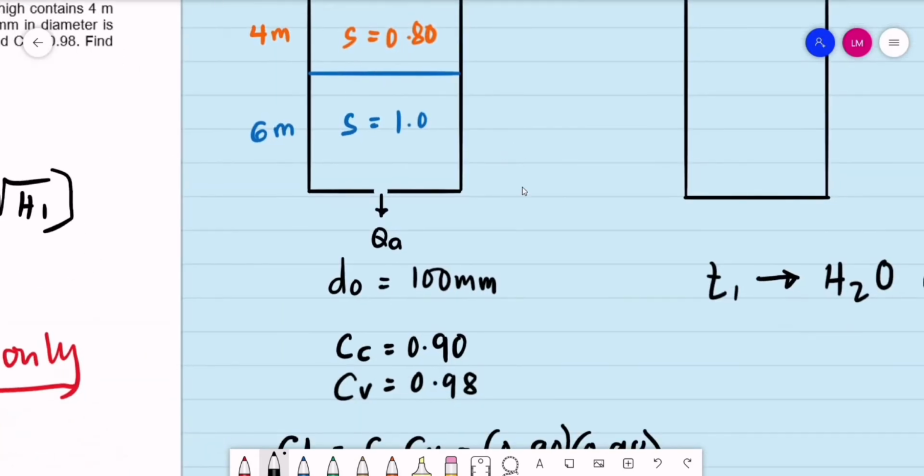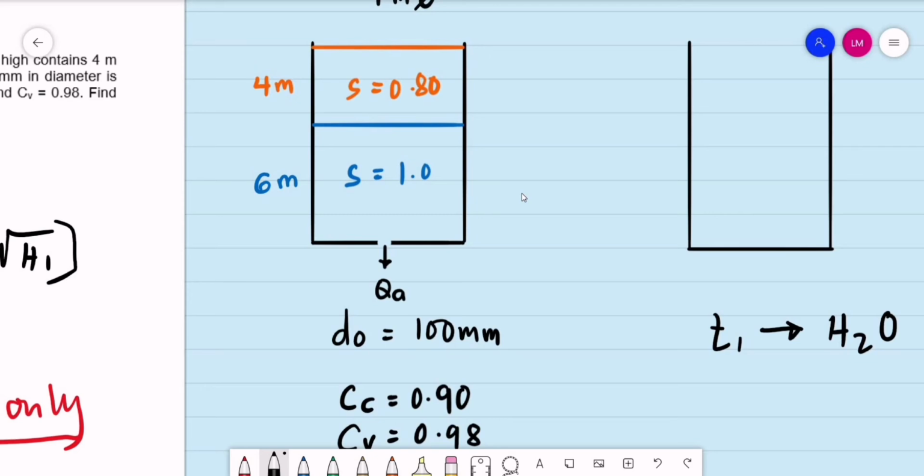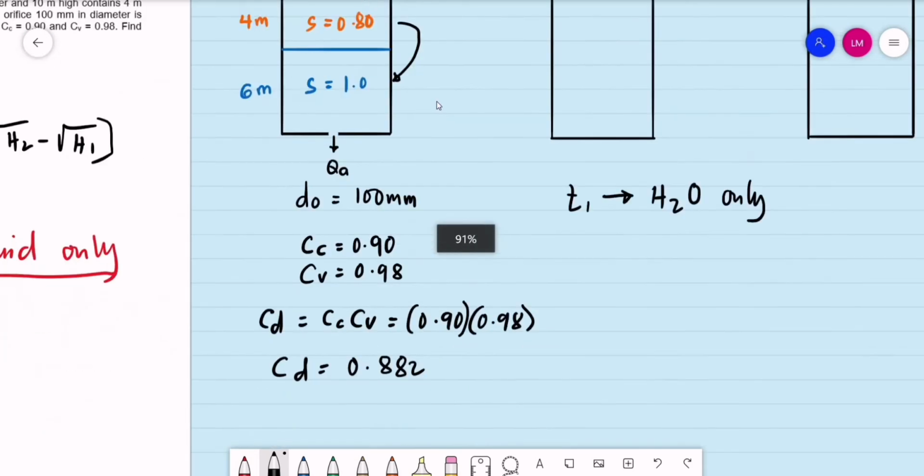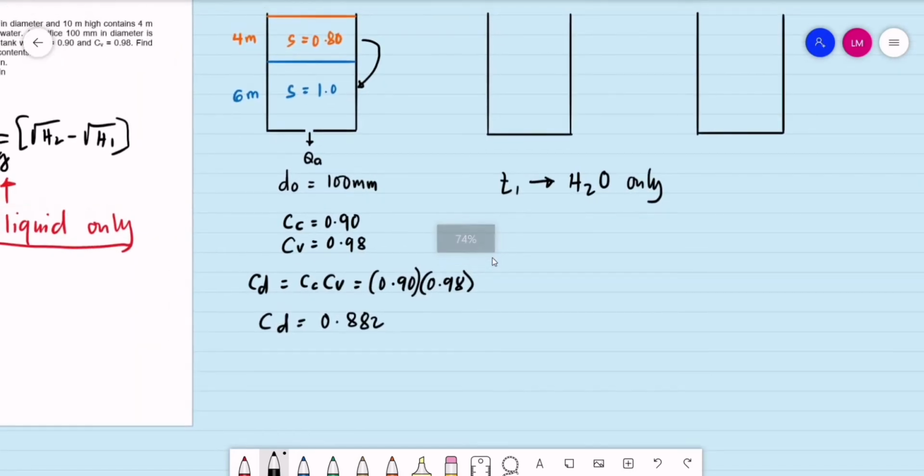So, paano natin i-convert yung oil? Gagawin natin siyang tubig, in terms of pressure. Sabihin natin na yung pressure ng oil is equal to the pressure ng water. So, yung pressure ng oil is gamma H. Ano yung kanyang gamma? 0.8 times 9.81 times, ano yung height ng oil? That is 4 meters. Is equal to gamma water, 9.81.